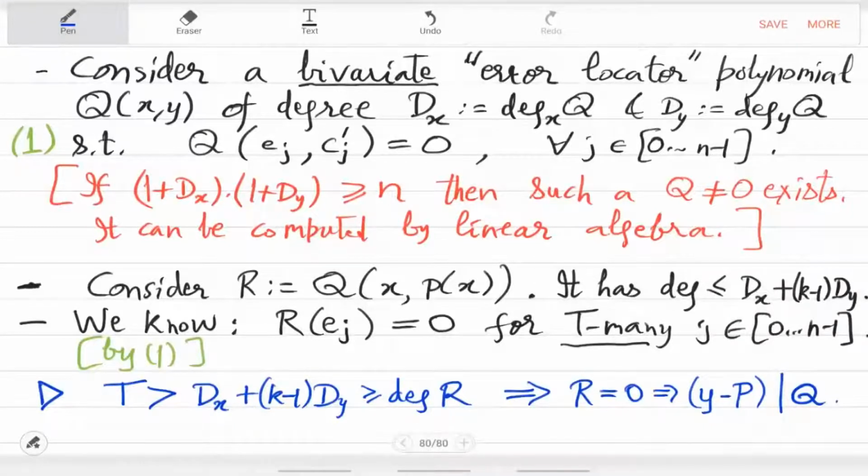So right now we haven't fixed anything. So t is free, dx is free, dy is free. So you just set them appropriately, and for that setting you have an algorithm. Any questions? So there is this constraint: essentially, dx times dy should be at least n, and there is the other constraint that dx plus k dy should be less than t. These are opposite constraints, so you have to be careful to satisfy them. And for that setting of t, dx, dy, you have a working list decoding algorithm.